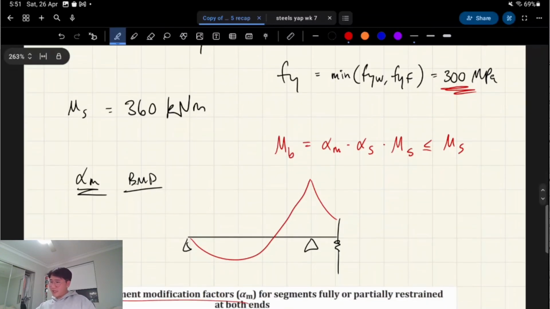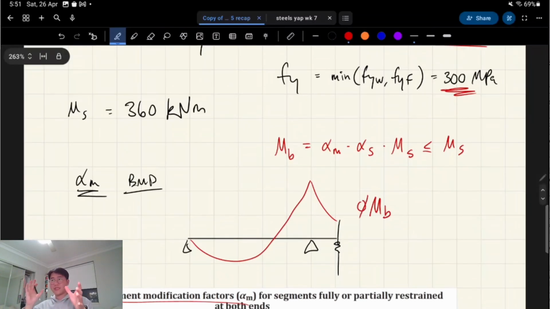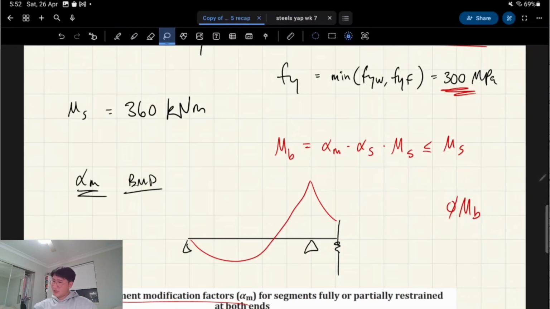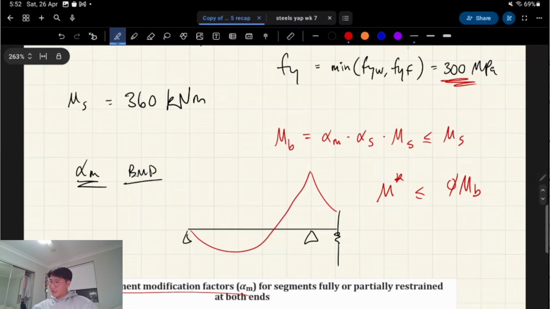Basically, the relationship between MB and MS is a little bit interesting, right? The idea is that MB is our actual capacity, once we factor it, right? That's the actual capacity of our entire beam. We're comparing that with our external moment, which is based on unknowns at the moment for our question, right? So how do we get to this? Well, first we have to calculate MS, right?